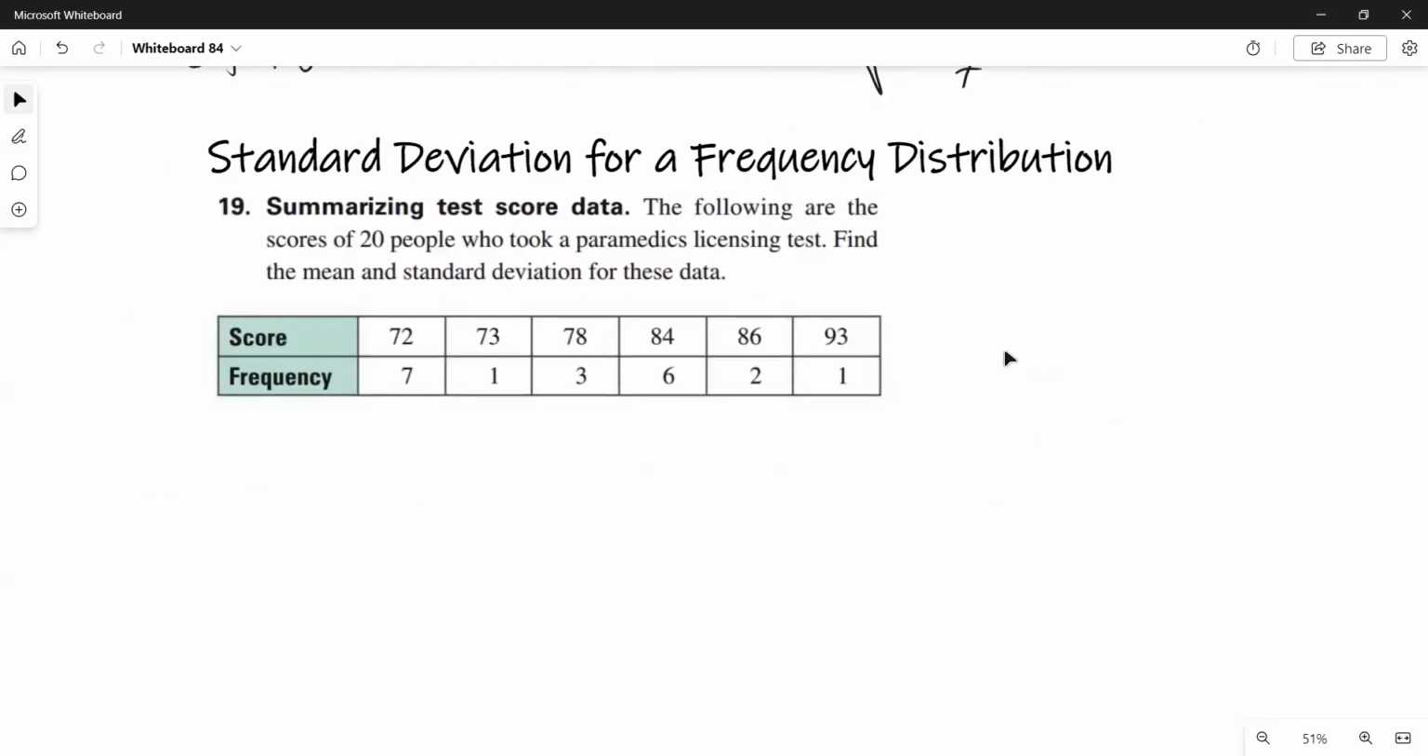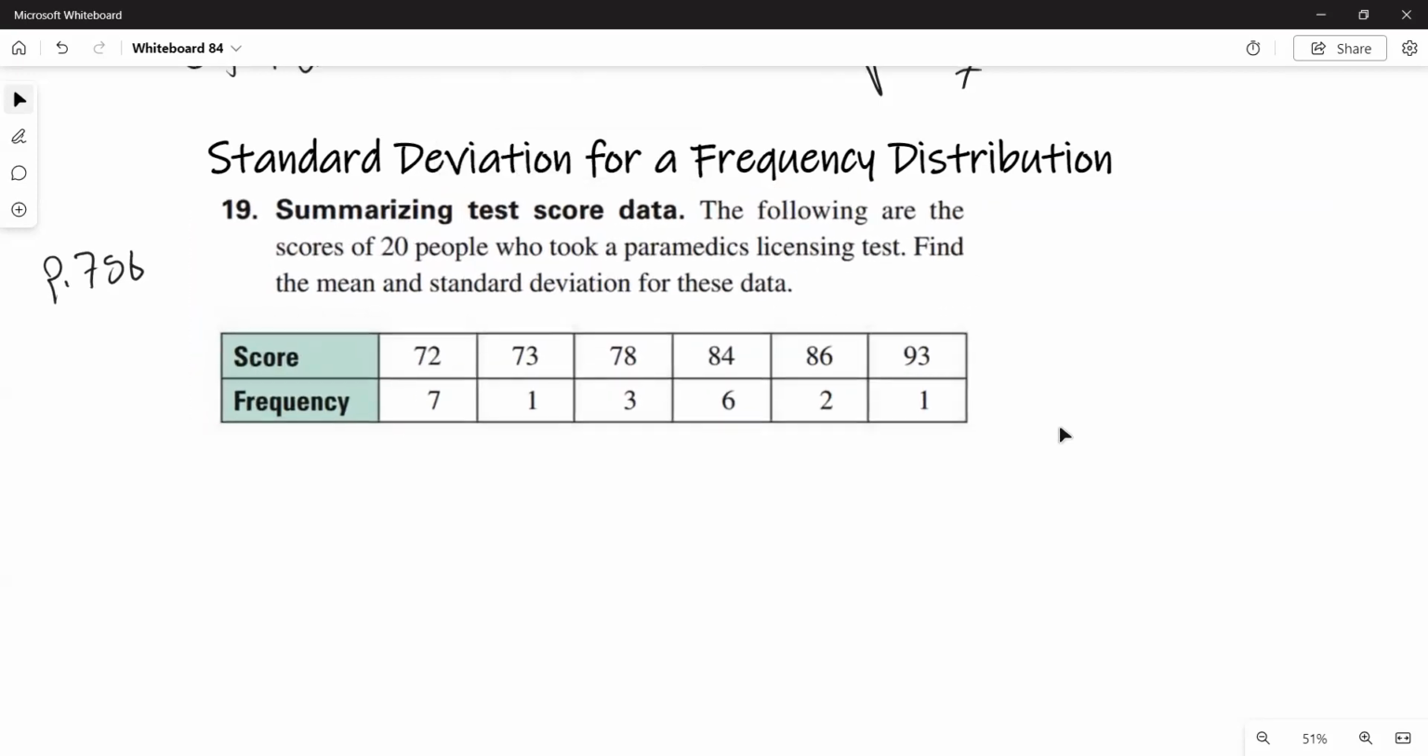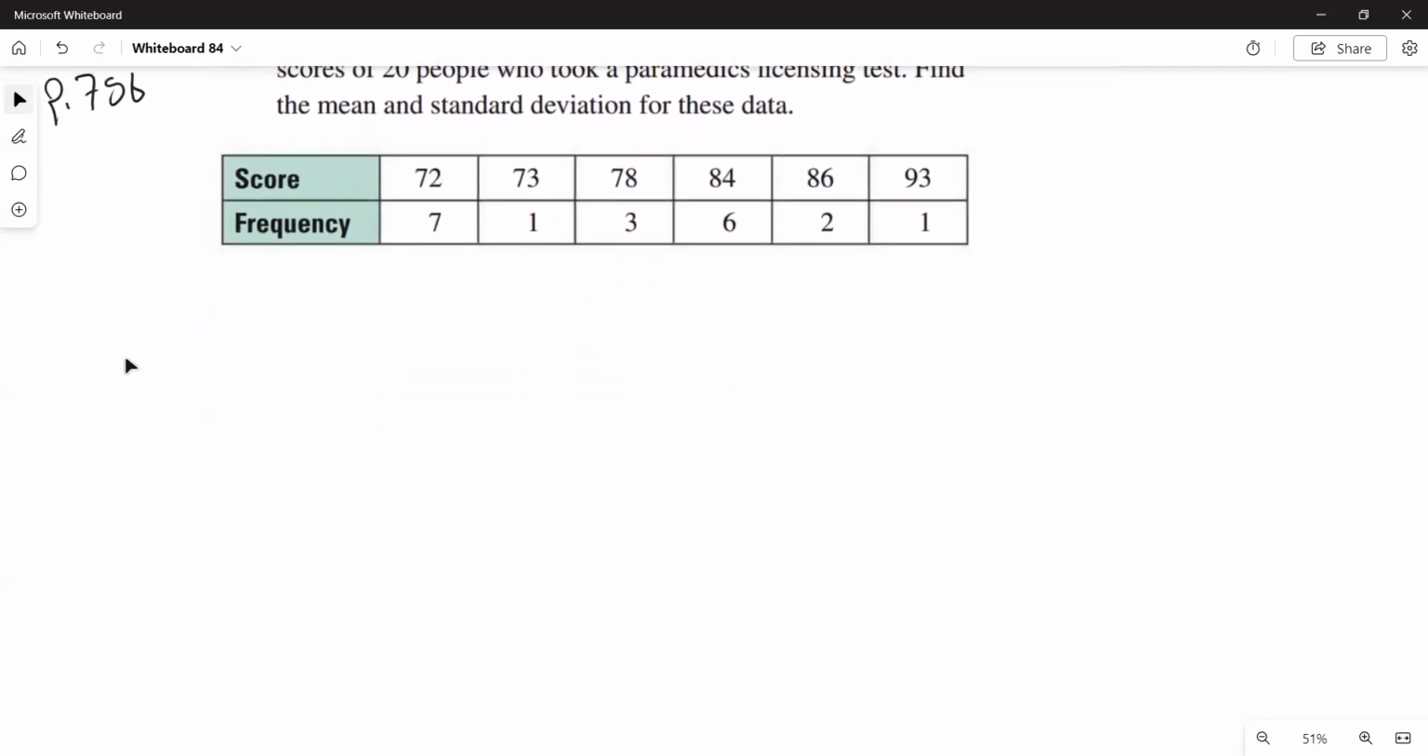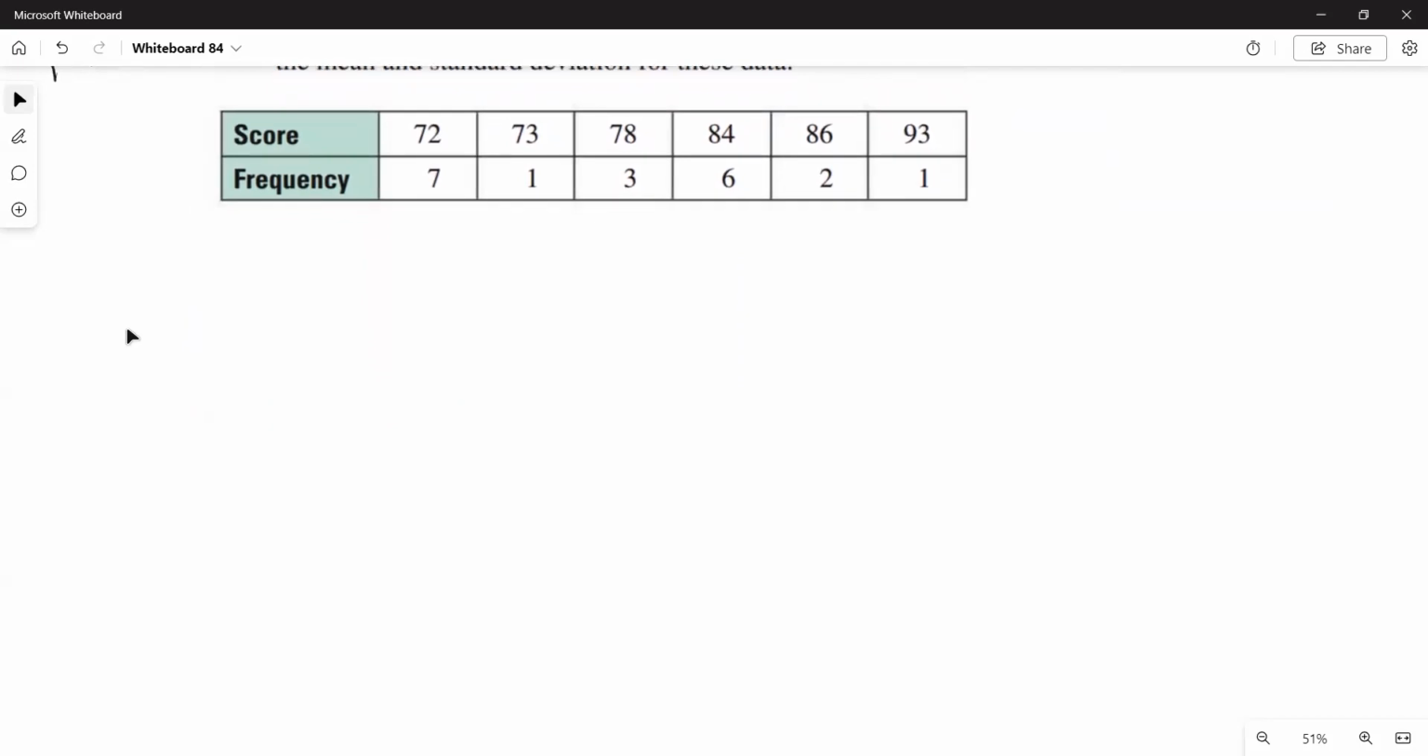On page 756. The following are the scores of 20 people who took a paramedics licensing test. Find the mean and standard deviation for this data. Okay, so now we need to consider the frequencies. So we're going to make a table, but we need to include 3 more columns. So we do have the score.